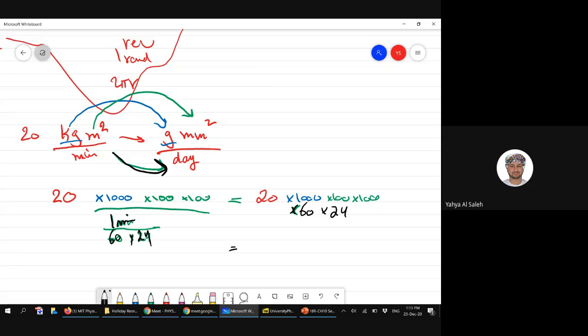And I will end up with 2.88 times 10 to the power 11 gram millimeter square per day. Okay. Yes, I multiplied everything. I just didn't write them on one line because it gets crowded. This is what I did. There's no division.